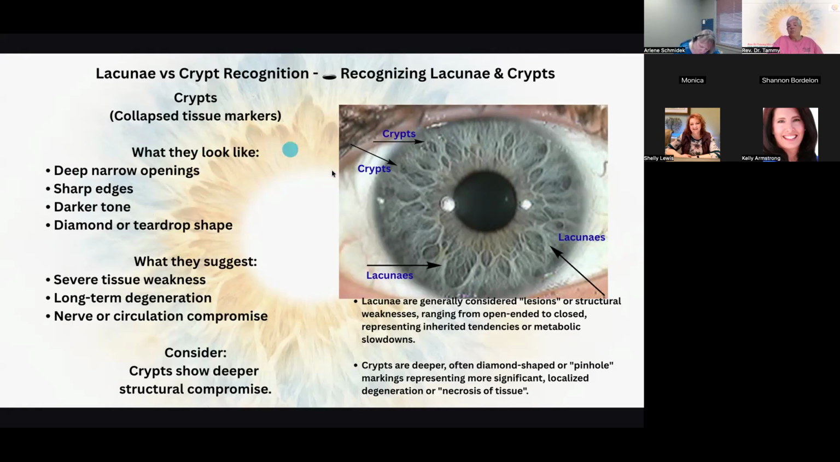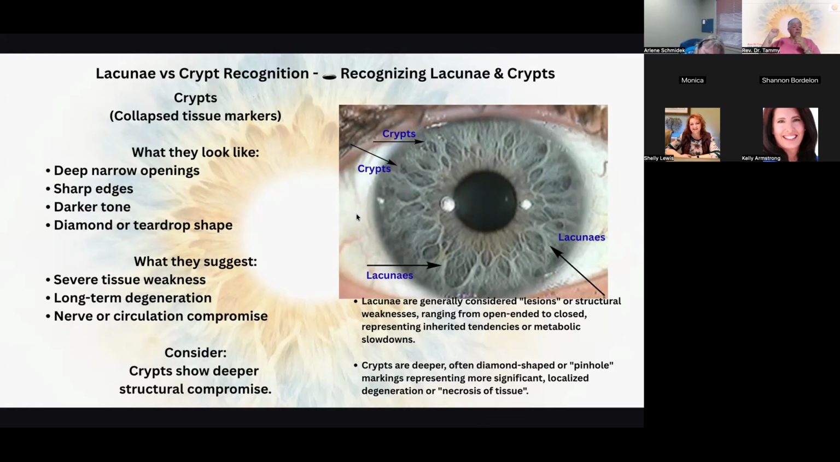These are collapsed tissue markers. So basically a crypt is kind of like the body sending out a sign. Okay, we're going to encapsulate this. We're going to send it all the energy and all the nutrition that we can. But this body's really struggling and it's not giving us much.